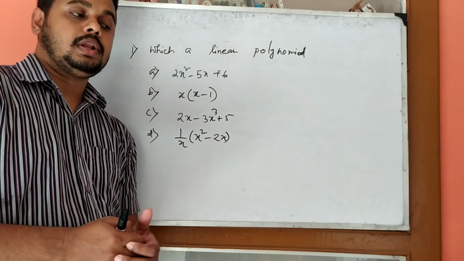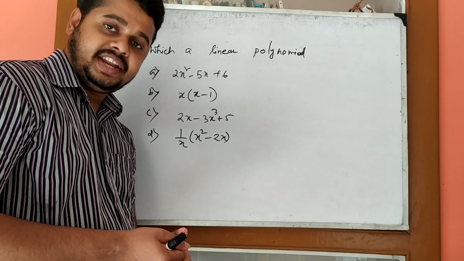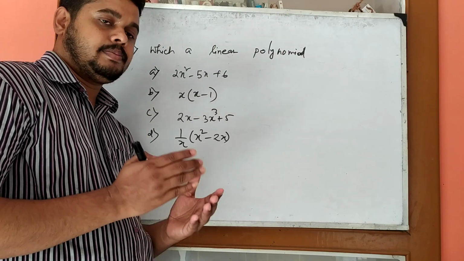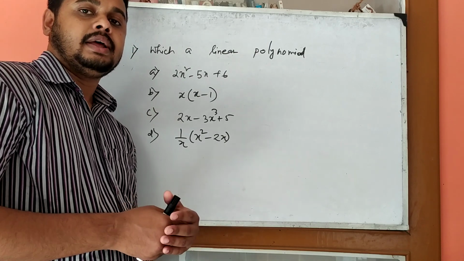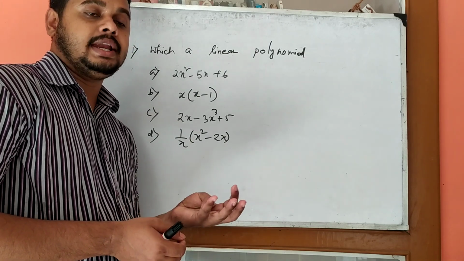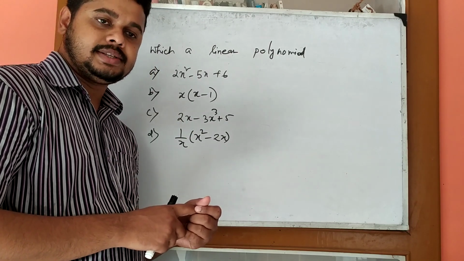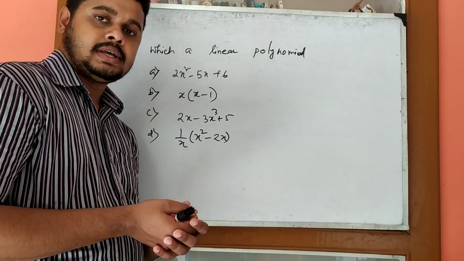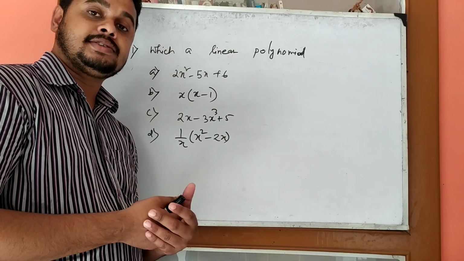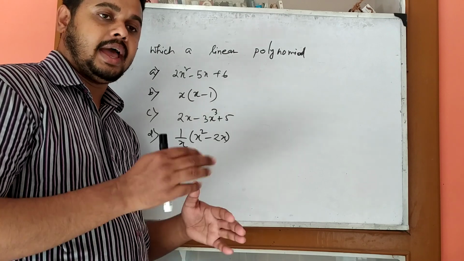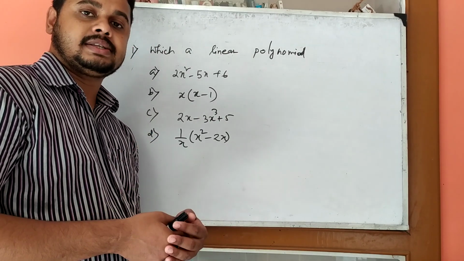First of all, you know that depending upon the degree, polynomials are categorized as linear. Linear means degree 1, the highest degree of the polynomial is 1. Quadratic means highest degree is 2. Cubic means highest degree is 3. Biquadratic means highest degree is 4. After that, degree 5, degree 6, like that.